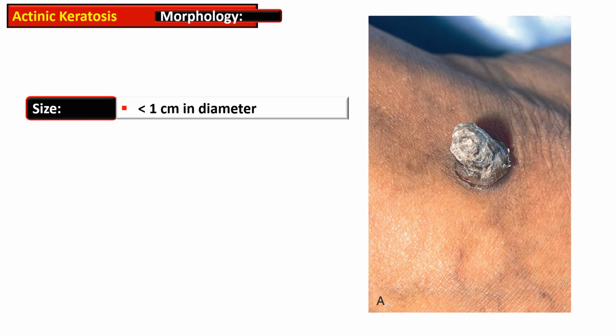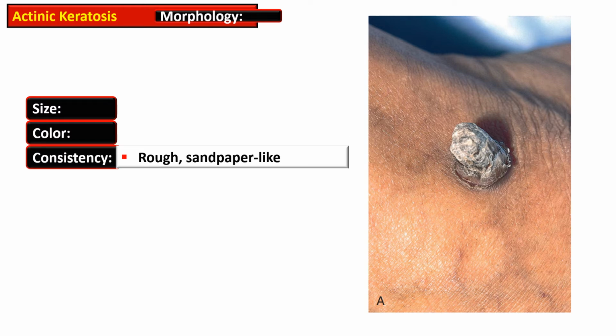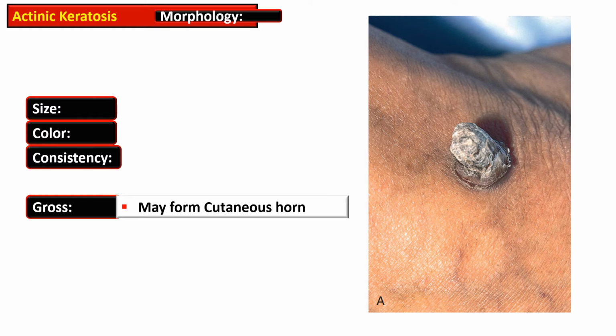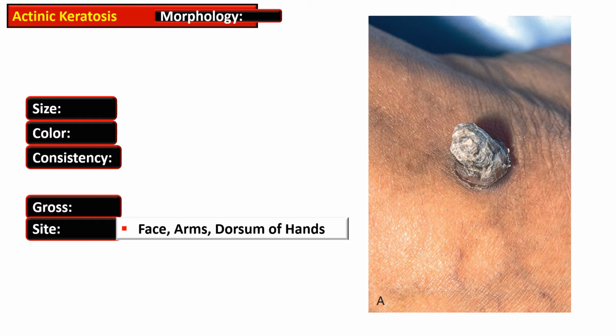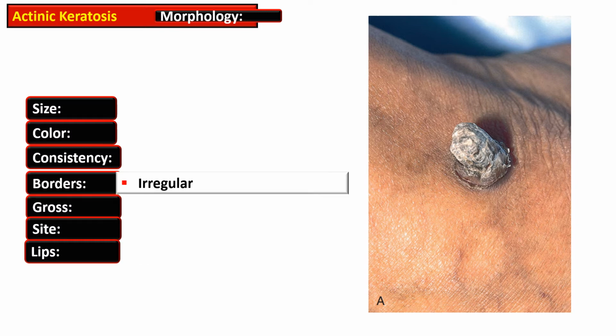The lesion of actinic keratosis is usually less than 1 centimeter in diameter, and the color is variegated, but it is usually tan brown to red or skin color. The consistency is rough and its surface is like sandpaper. Grossly, it may form a cutaneous horn due to excessive keratosis, and usually affected sites are face, arm and dorsum of the hand, the areas that are exposed to sun. Actinic keratosis affecting the lip is termed actinic cheilitis. The border of these lesions is irregular.